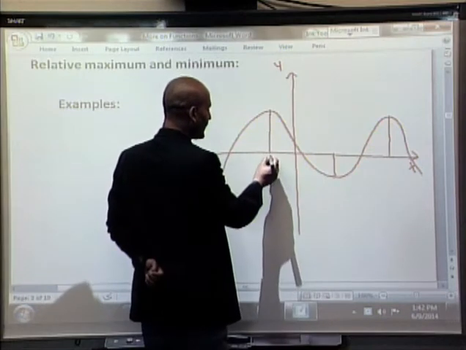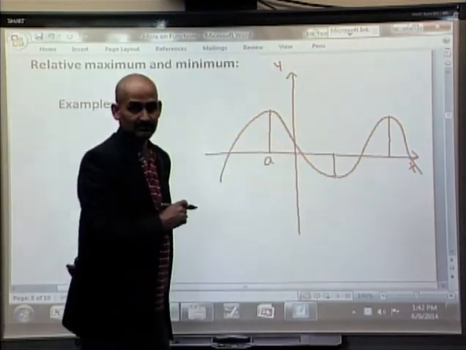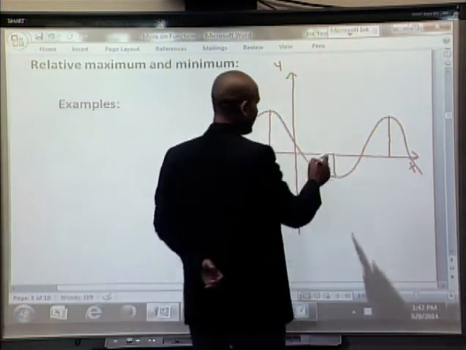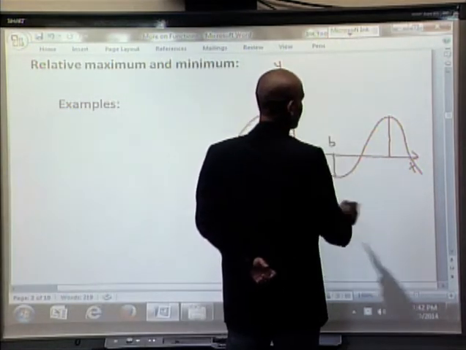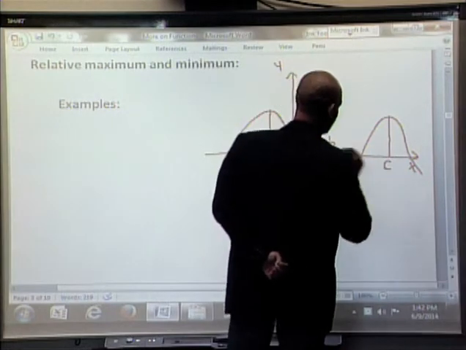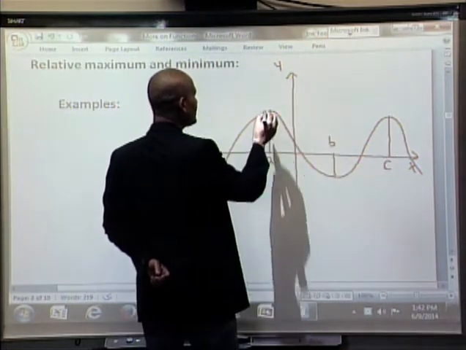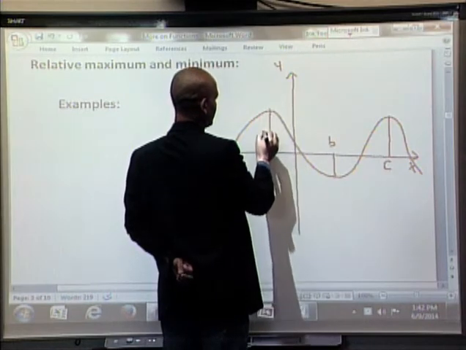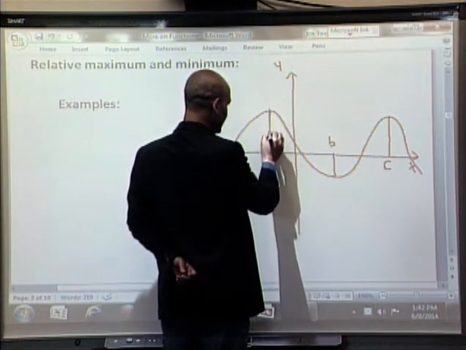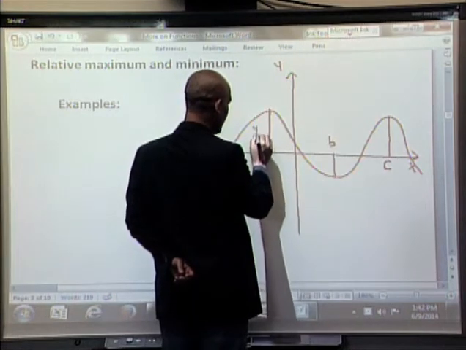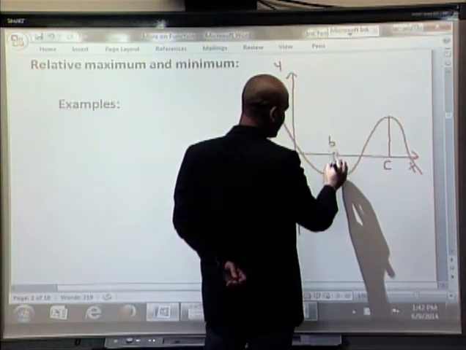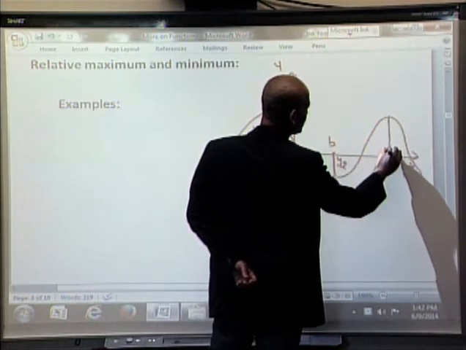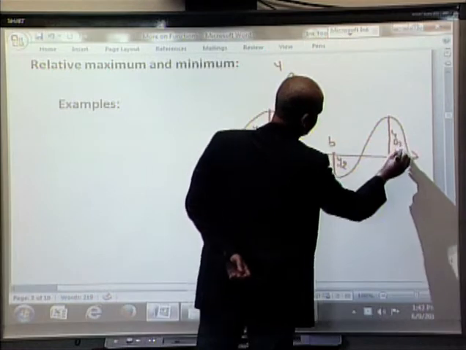Let us say x for this point is a, could be -1 or -2, I am just saying a. Let us say x for this point is b and x for this point is c. And let us say y for this point is y1, y for this point is y2, and y for this point is y3.